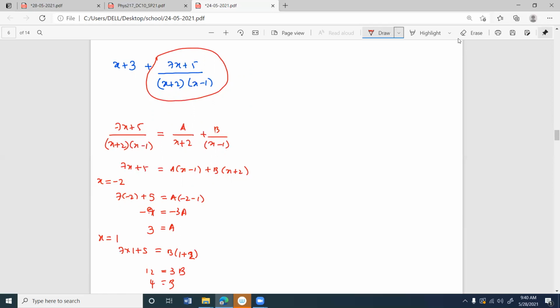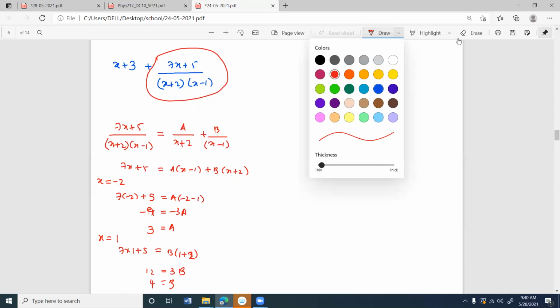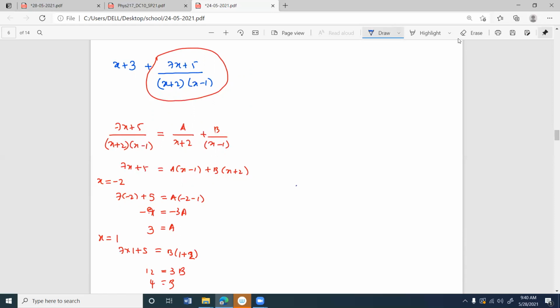Now this is the way of writing the complete answer. The complete answer is x plus 3 plus a, where a is 3 over x plus 2, plus b, where b is 4 over x minus 1. Sorry, it should be x minus 1. I hope it's clear with you. If you have any doubt, please ask.